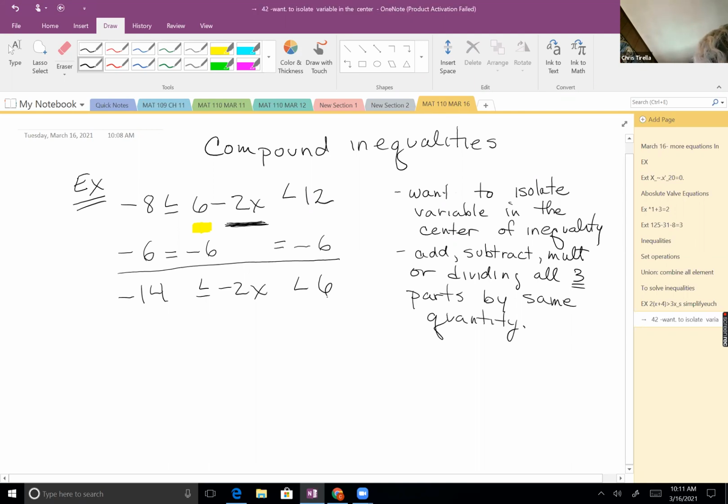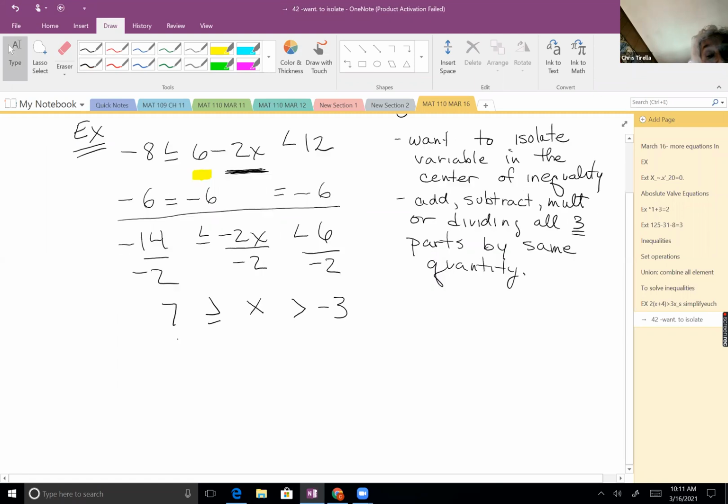Now, in order to get that variable all alone in the center, I would have to divide by that coefficient of -2. If I do it to one part of the inequality, I have to do it to all three parts. And when I divide by a negative, I have to remember that the direction of my inequality is reversed. I'm left with x in the middle. On the left, I have 7. On the right, I have -3. So I've got 7 is greater than or equal to x is greater than -3.